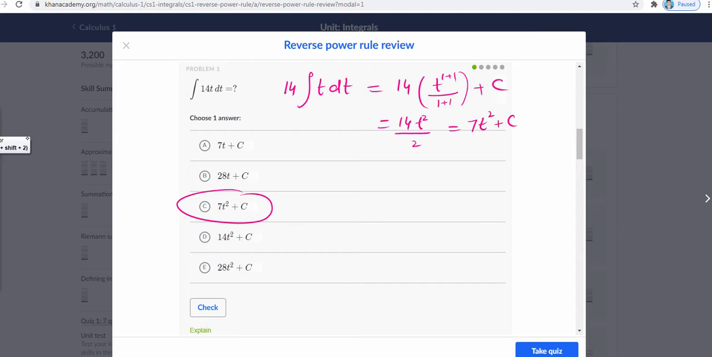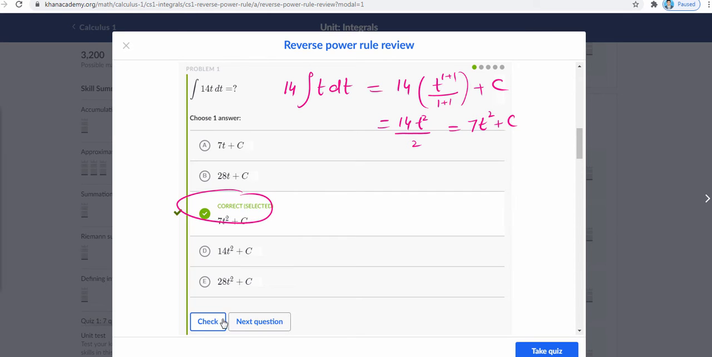So let's check whether it's correct or not. So it's correct. So this is how we can use the power rule, inverse power rule, to work out the integral for such functions. So I'll try another.